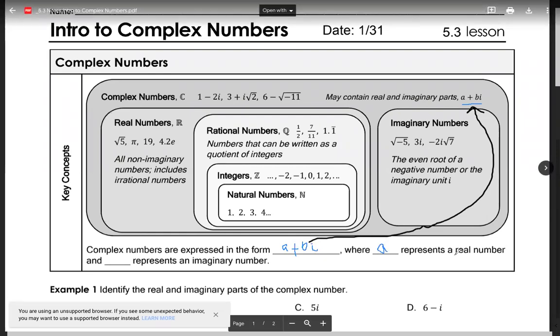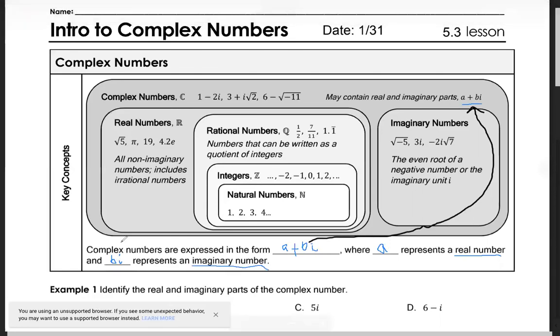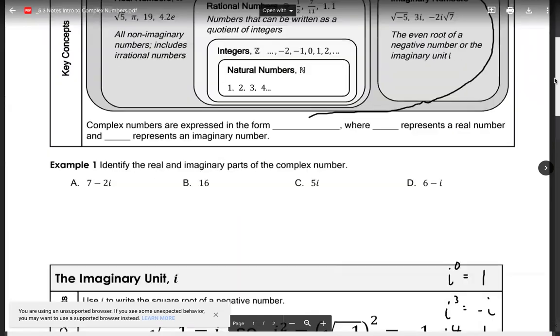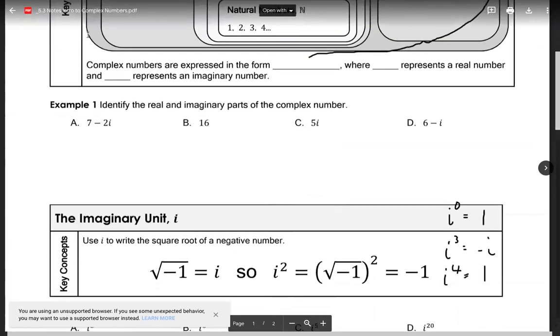Basically, real numbers will not have the little imaginary i attached to it. And that's why it's pretty simple to see if it is an imaginary number, because again, it'll have the i attached. So it's a pretty simple concept. Nothing too crazy here, but this is how it works. And I'll give you some examples so you can see what's going on. So right here, you just identify.